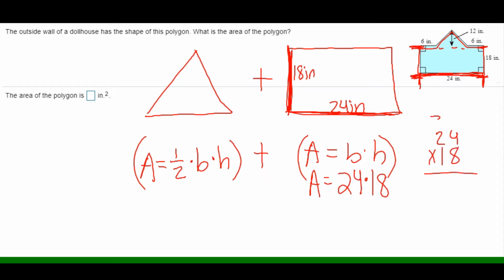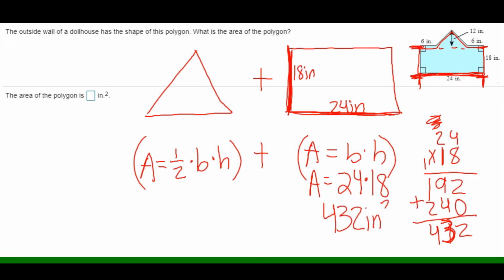So 8 times 4 is 32. 8 times 2 is 16, plus 3, 19. Put a 0 here as a placeholder because I'm moving on to another place value. And then I have 1 times 4 is 4, and then 1 times 2 is 2. And to add that together, 9 plus 4 is 13. Then I have 2 plus 1 plus... so the area of the rectangle is going to be 432 inches squared.